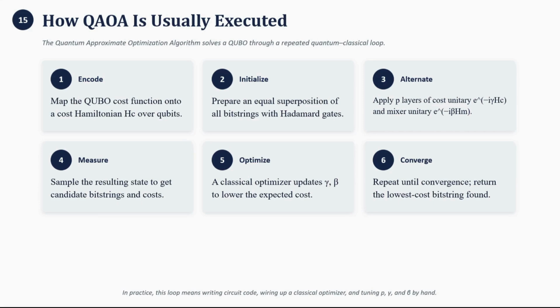After measurement, a classical optimizer would update the parameters controlling all these operations. So this process gets repeated until the algorithm converges towards a low cost solution. So this is a conventional implementation. However, on Blocq, you don't need to do this. You just have to select the algorithm and then the execution goes.